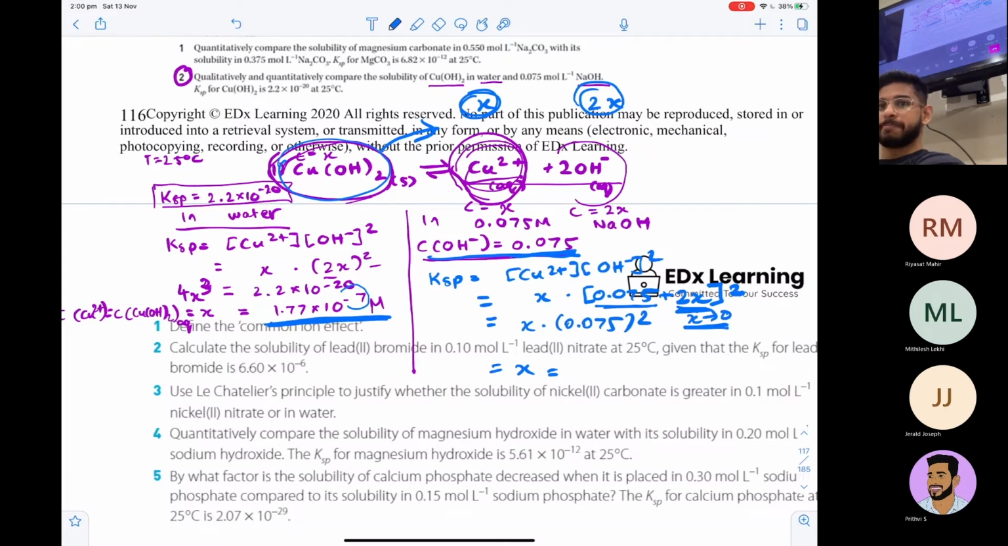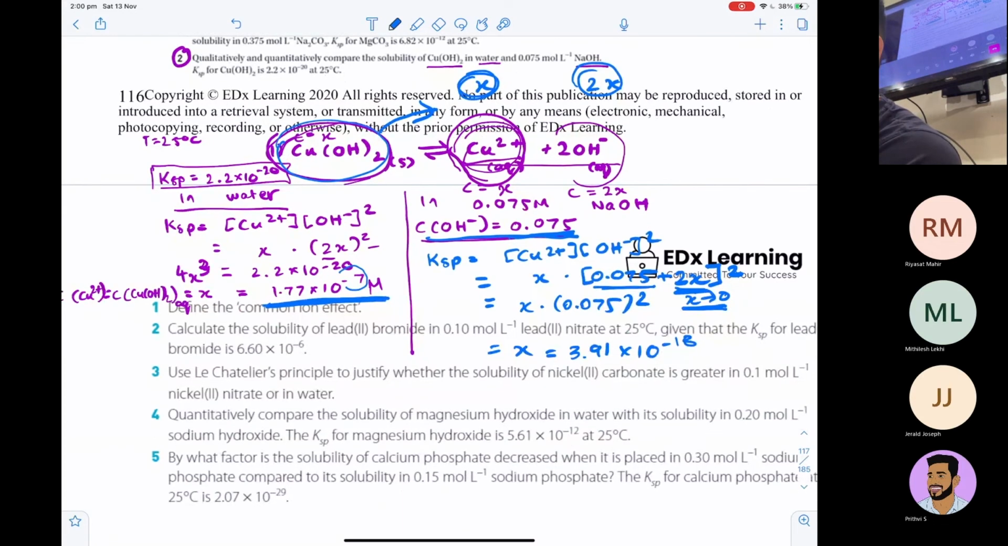Mithilesh, what's your answer? For x, I got 3.91 times 10 to the power of -18. Yeah. Okay. Now, Mithilesh, can you comment on the change in the concentration now? So this, as we know, is still the concentration of copper ions, and it's also equal to the concentration of copper hydroxide. That's actually aqueous. So do you think this is a small change in concentration, or has it been magnitudes of difference? It's much smaller. Yeah, does everyone realize that?